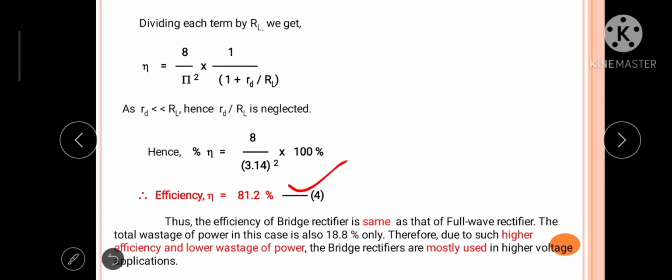The total wastage of power in this case is also 18.8% only, and therefore due to such higher efficiency and lower wastage of power, the bridge rectifiers are mostly used in high voltage applications. Here I would like to recall that bridge rectifiers are mostly used in higher voltage applications because at a time two diodes are in working condition, and that's why some voltage gets dropped across those two diodes.